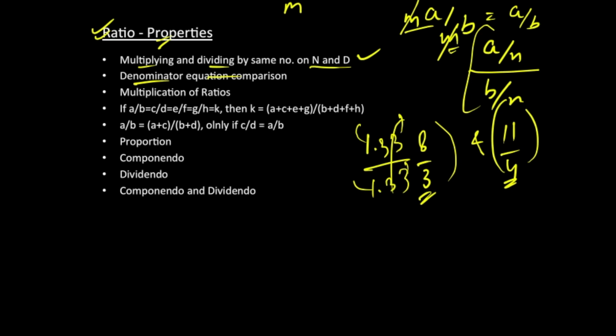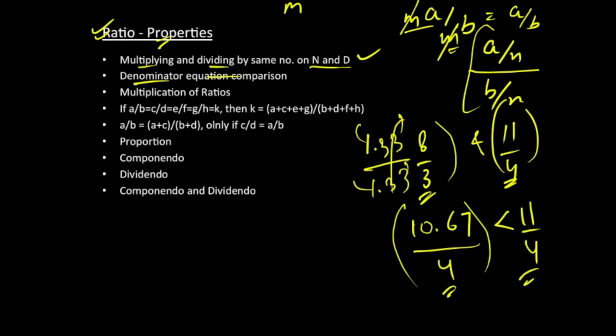So if you multiply it, what will you get? 8 times 1.33 would give you something around 10.67, and the denominator becomes 4. So now the 4 is common in the denominator of both these numbers, and we know that 11 is higher than 10.67. So in the comparison of original ratios, 8 by 3 is less than 11 by 4. Okay, so this is how you compare two given ratios.